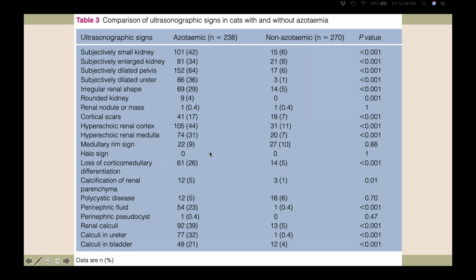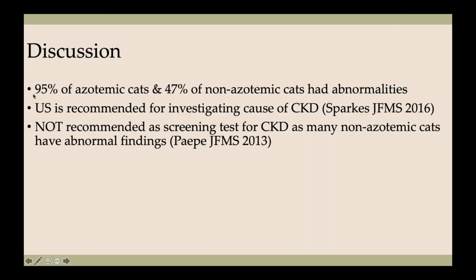So maybe there are some problems with just the way that these cats were enrolled based upon their initial screening test as well. So they found that 95% of azotemic cats, so almost all, had some type of abnormalities, but so did 50% of those non-azotemic cats. So it's going to be a common thing that we're going to see. These cats have abnormalities. And what is an interesting conundrum is that ultrasound is recommended to help investigate the cause of CKD. So once we've established it, we recommend using ultrasound to figure out why they might have it, which is reasonable. But it's not recommended as a screening test for CKD because many non-azotemic cats, as shown in this paper, will have abnormal findings.